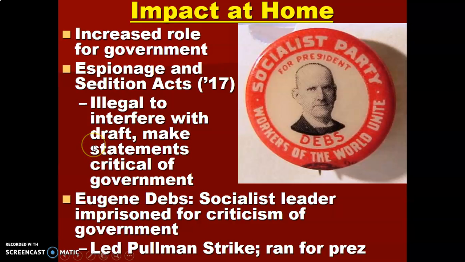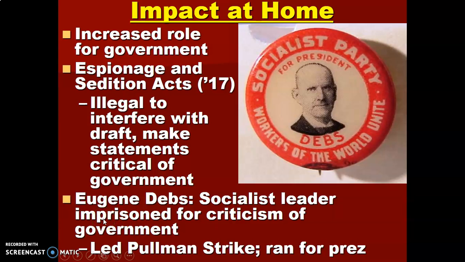And then we have Eugene Debs. Eugene Debs is going to violate this act. He was a socialist leader who was imprisoned because he criticized the government. This is him right here. He actually ran for president while he was in prison. So he's a socialist leader who was imprisoned for his criticism of the government.